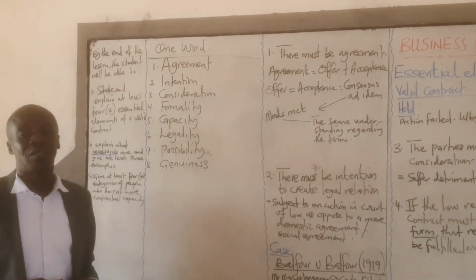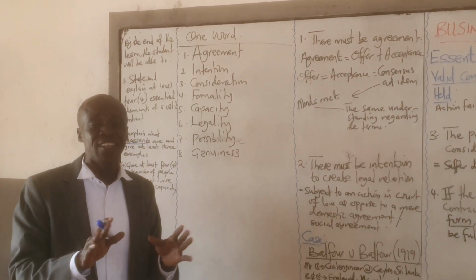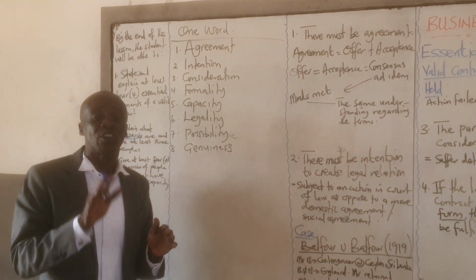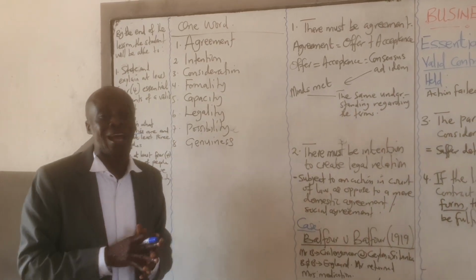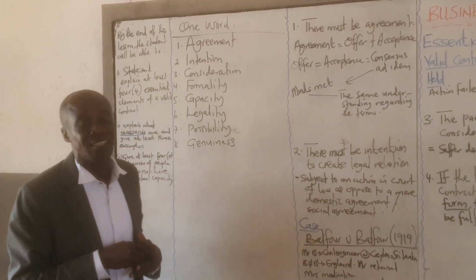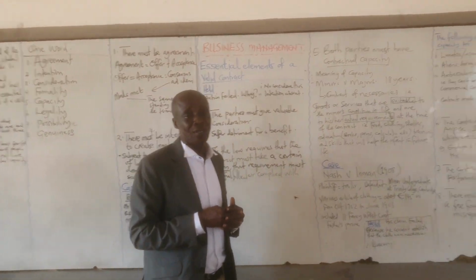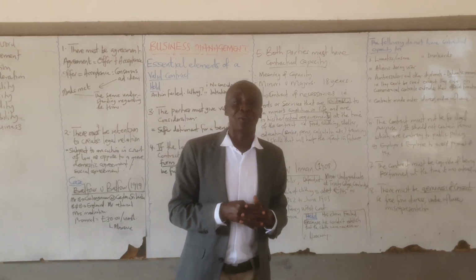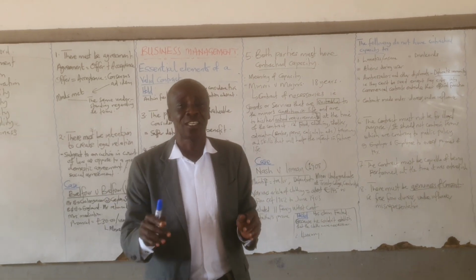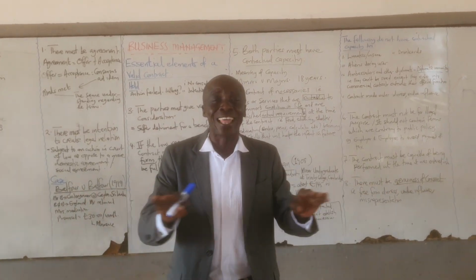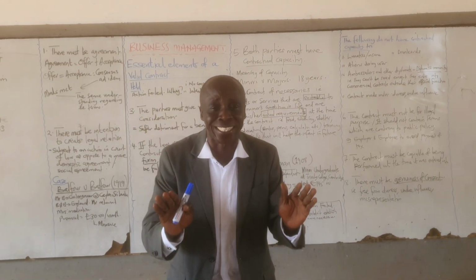Number two, there should be intention to create legal relation. I remember in our last lesson, I talked about that one. Remember we said that domestic agreements are not enforceable. And the reason why they are not enforceable is that the intention to create legal relation is absent. In other words, there is no intention to create legal relation in domestic agreement.